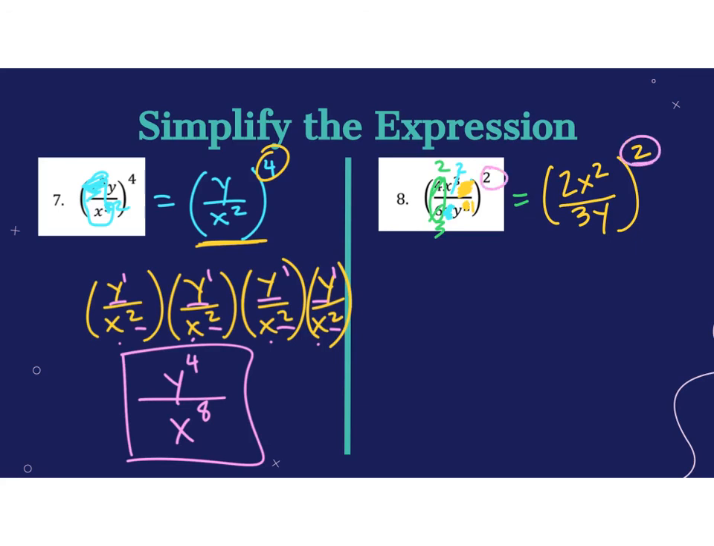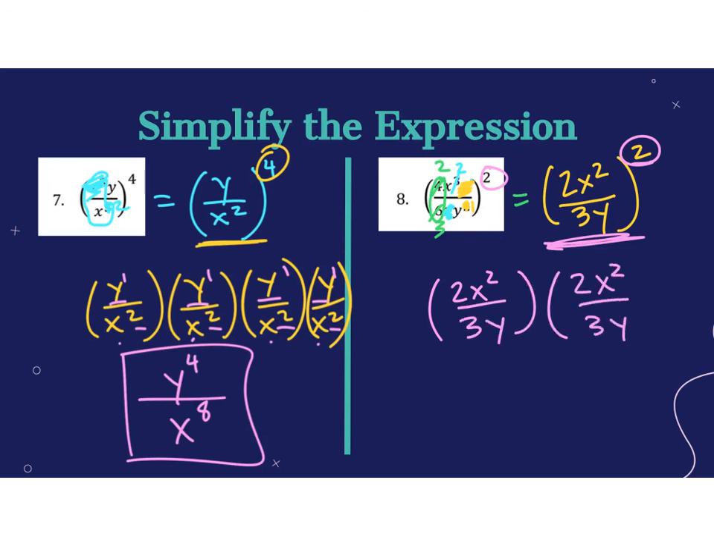So raise that all to the 2nd power, which means I need 2 of this whole thing. So that's 2x squared over 3y and 2x squared over 3y. So 2 of that whole set of parentheses. Now put those like parts together. 2 times 2 on the top is going to give me 4. X squared times x squared gives me x to the 4th. And then 3 times 3 on the bottom gives me 9. And y to the 1st times y to the 1st gives me y squared.